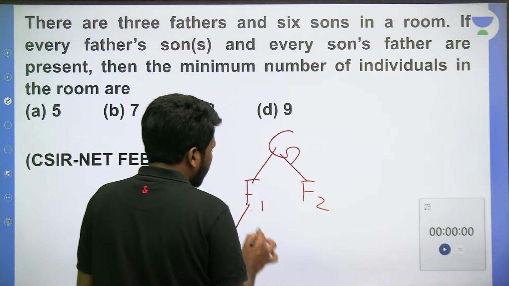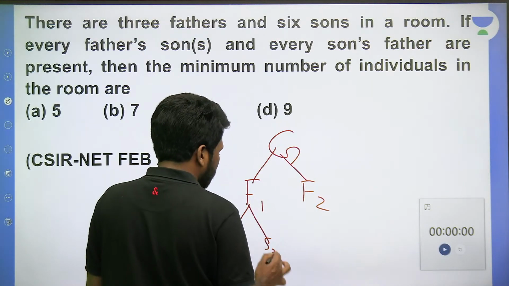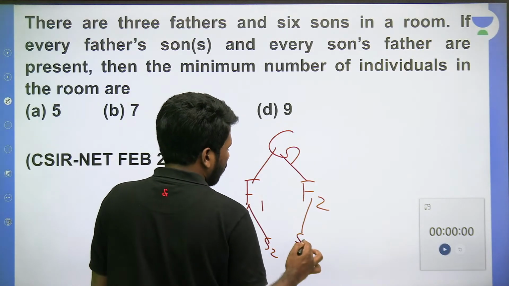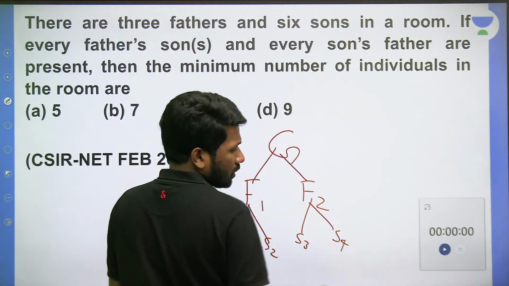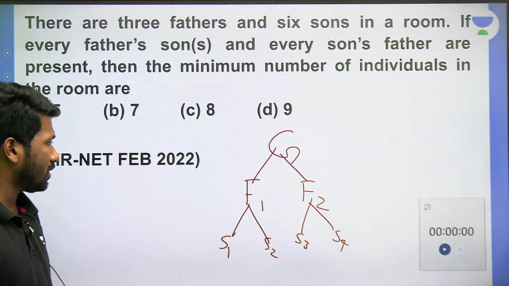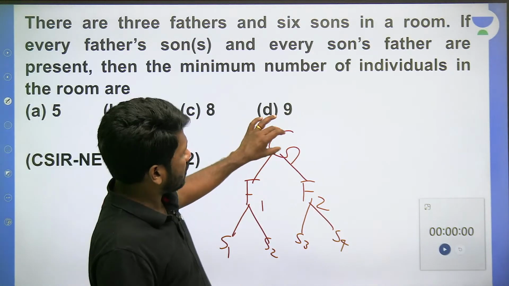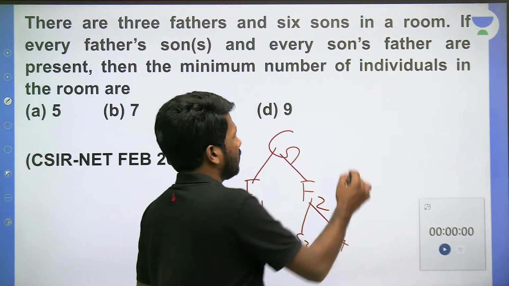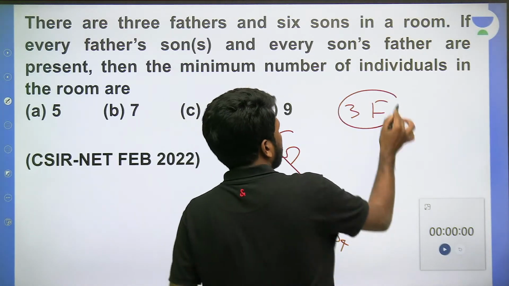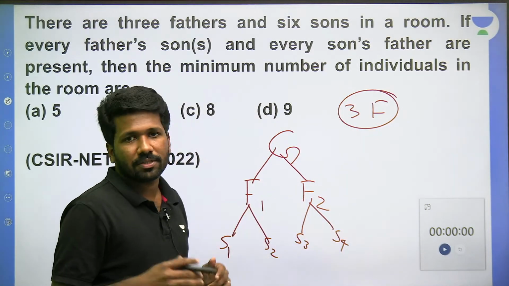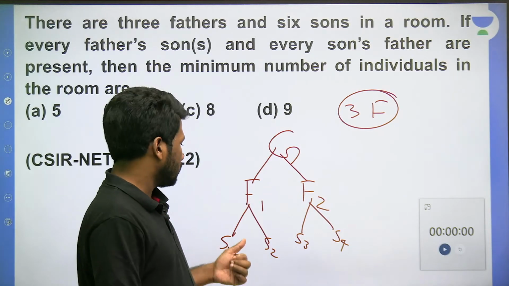Now this F1 can have 2 children, S1 and S2, son 1, son 2, and F2 can have S3 and S4 children. In this scenario, please see what is happening. This is a father, this is a father, this is a father. So 3 fathers already counted, because their children are present there, that is why they are fathers.